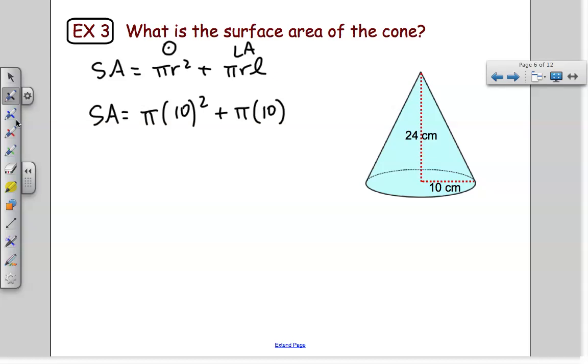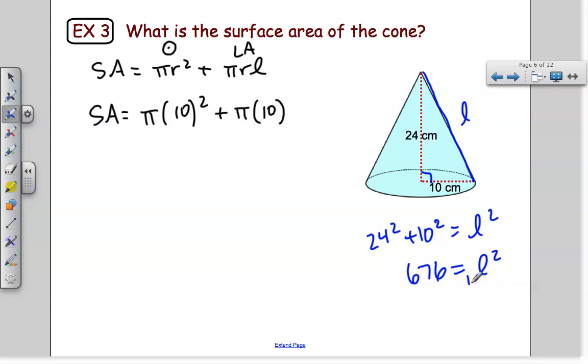Notice we don't have the slant height, actually. Slant height would be this distance. How am I going to find it? Well, this is definitely a right angle. 24 is the actual height of the cone, and I have the radius. They meet at a right angle, so use the Pythagorean theorem to find that L. 24 squared plus 10 squared equals slant height squared. I'm getting 676 equals slant height squared.